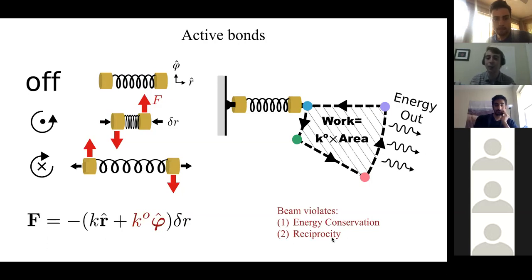Reciprocity being the fact that if you compress the bond, it wants to twist. But if you twist the bond, it doesn't care, right? There's no response to that.